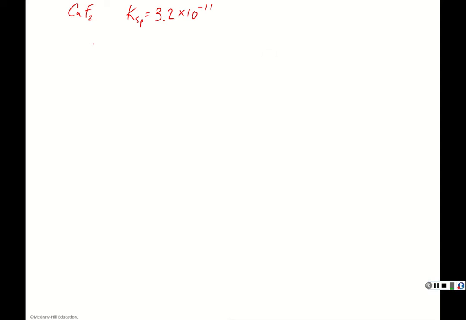So what would our reaction be? Our reaction would be calcium fluoride solid in equilibrium with calcium 2 plus aqueous plus 2 F minus aqueous. So that's our equilibrium solubility. And then we can write an expression for KSP based on that. It's going to be the calcium 2 plus concentration times the F minus concentration squared.